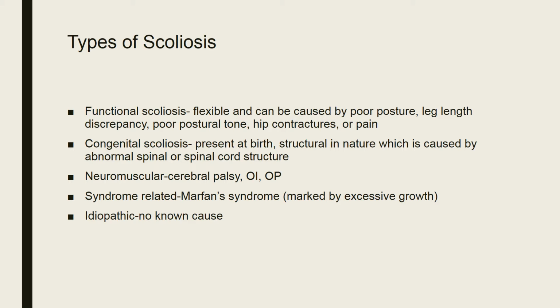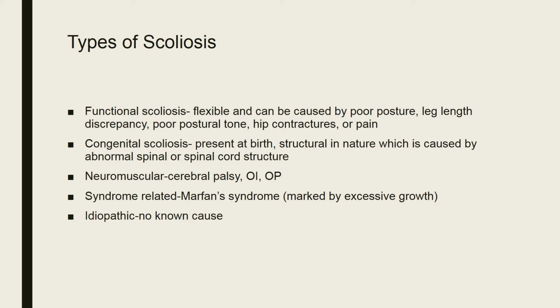OP is osteopenia, which is something related to the bones. So the bones aren't very strong, right? If you have brittle bones or weak bones or bones with poor density, it could lead to a change in the spine and affect your posture and the alignment of the spine.